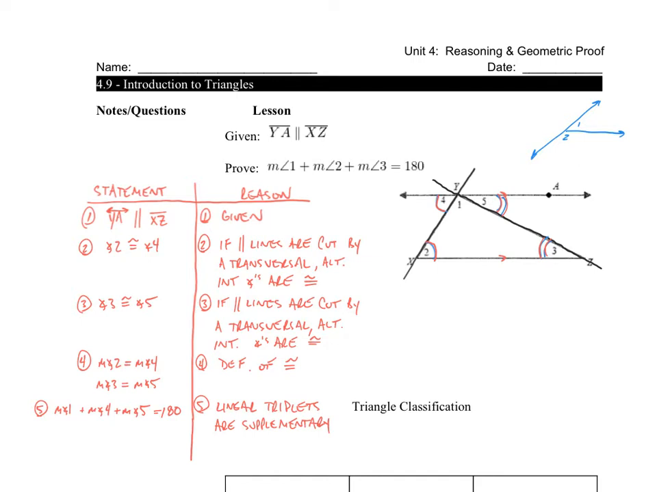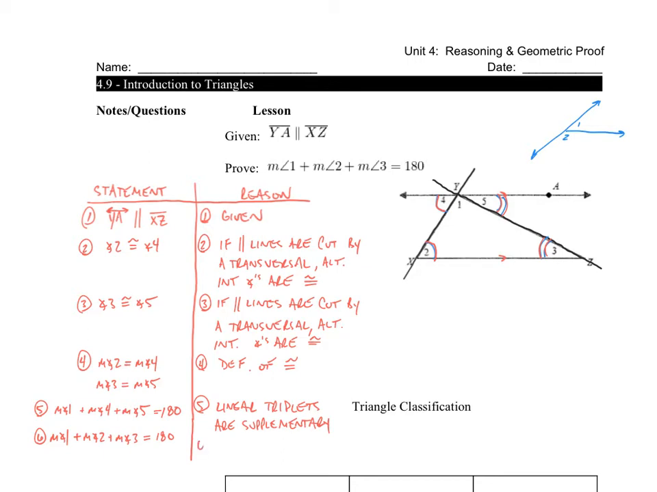And so finally, I'm going to make a substitution. I know that the measure of angle 4 is the same as the measure of angle 2, so I'm just going to replace that with the measure of angle 2. And I know that the measure of angle 5 is the same as the measure of angle 3. So I can claim that this equation would also hold true.